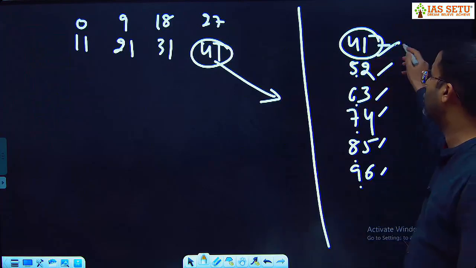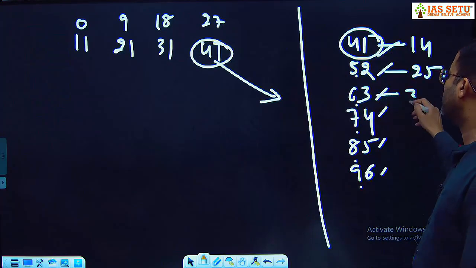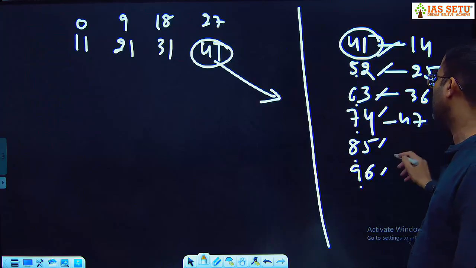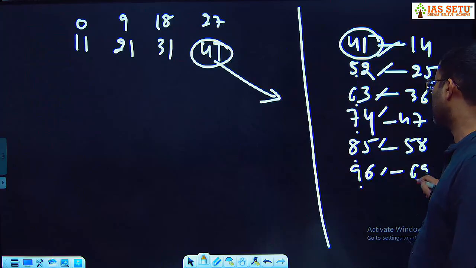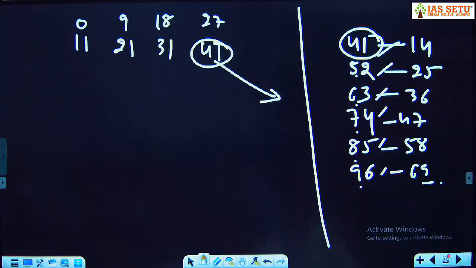First pair is 41 and 14, second pair is 52 and 25, third pair is 63 and 36, then 74 and 47, 85 and 58, 96 and 69. Let me take one more question.